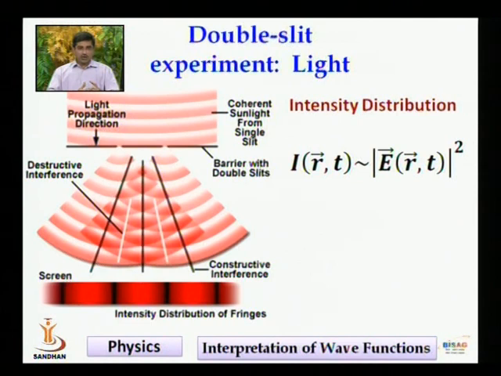So, what we conclude from this double slit experiment with light is that on the screen we have an intensity distribution. There will be dark fringes where the intensity is a minimum, very small or zero for practical purposes, and there will be regions where the bright fringes are shown. So, while performing double slit experiments with light, on the screen we have an intensity distribution, the intensity I at a position r at a time t, which is governed by the absolute square of the electric field.